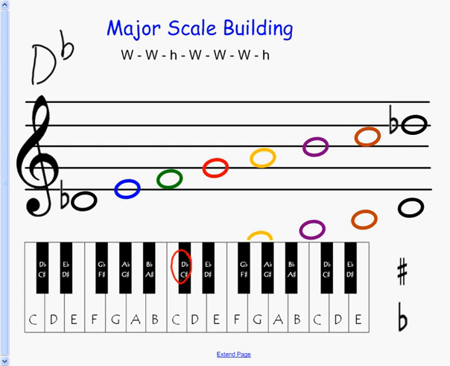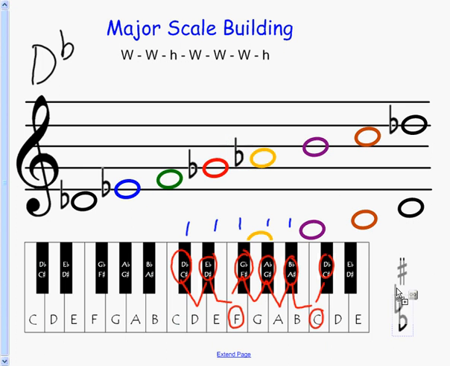D flat. We're going to go whole step, half step, whole step, whole step, and finally half step. All right, now this time we got a bunch of notes up on top. So let's put our flats on. We have E flat, we have G flat, just reading up the lines here so I know which ones they are. We did G flat, then here's A flat and B flat. So there is the D flat major scale. D flat, E flat, F, G flat, A flat, B flat, C, and D flat.